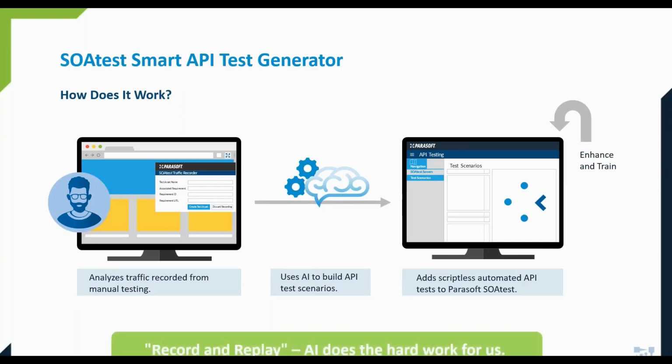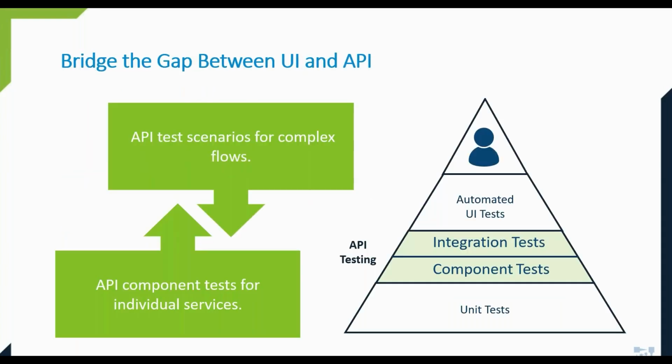Thank you. Okay. So now we saw the top-down approach to API testing using that smart test generator for recorded traffic on the UI. SOATest also offers a bottom-up approach for the development of new APIs or the testing of back-end APIs. So teams can use service definition files in SOATest to easily generate API component tests to validate the individual services and ensure they align with their original design.